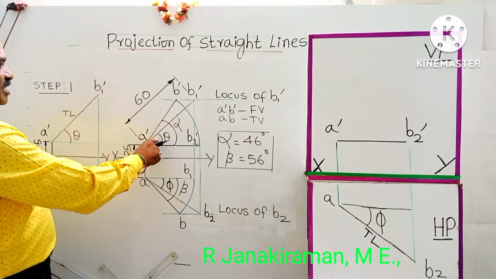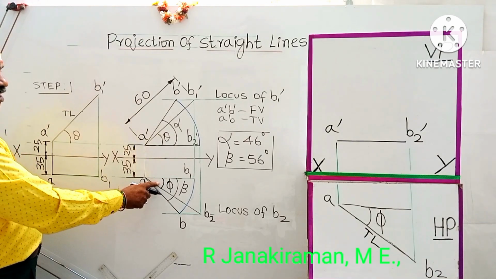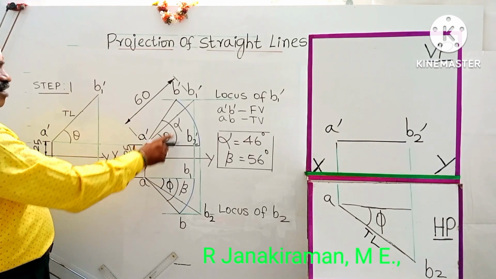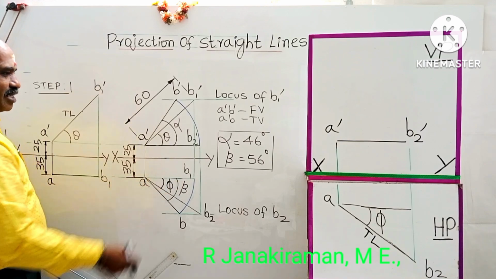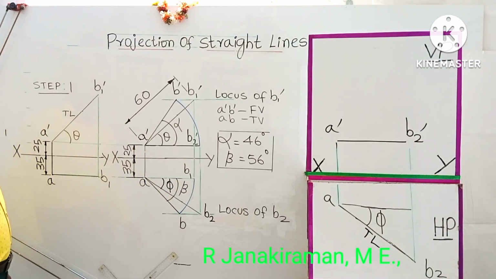Theta is the true inclination with HP. Phi is the true inclination with VP, which comes below the XY line. Alpha is the final front view inclination. Beta is the final top view inclination. This completes the final projections. And thanks for listening.